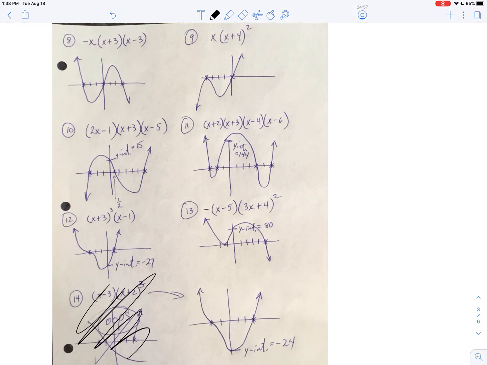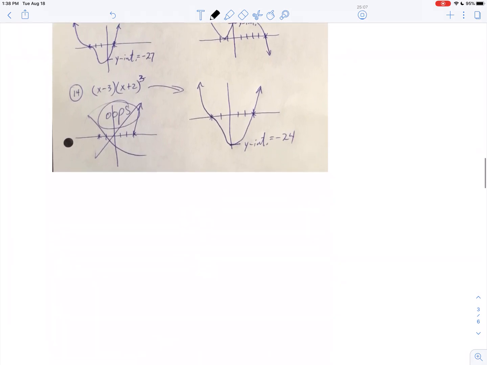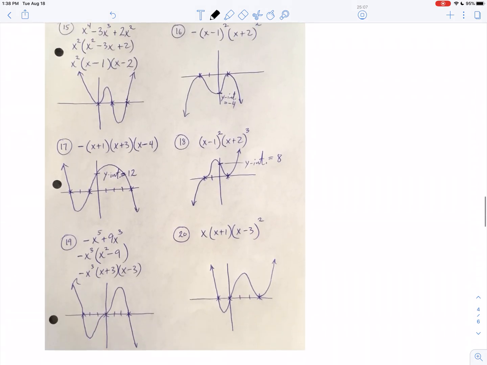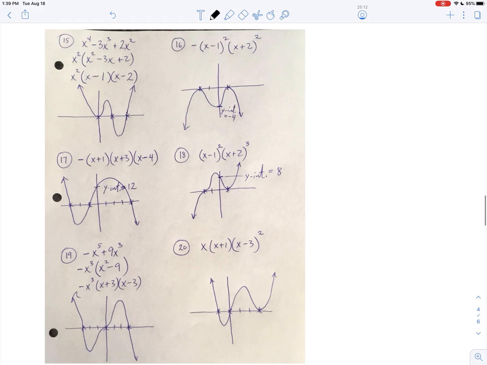Ignore this one that I messed up. But I did it right there. See, look. Oh, I did it right there. Okay, I'm going to get all that mess off my key. That looks horrible. Anyway, then, here we go. 15 to 20. There's the last ones.